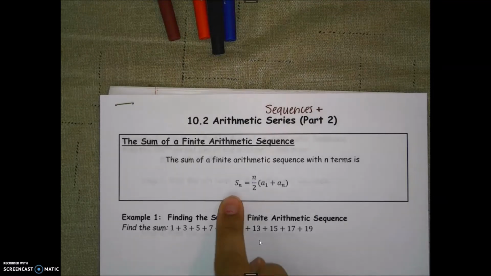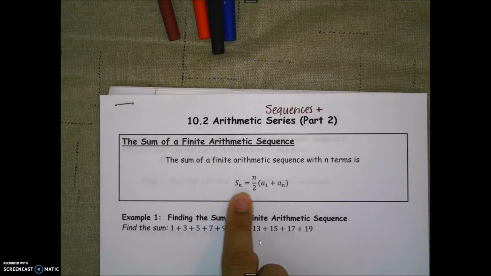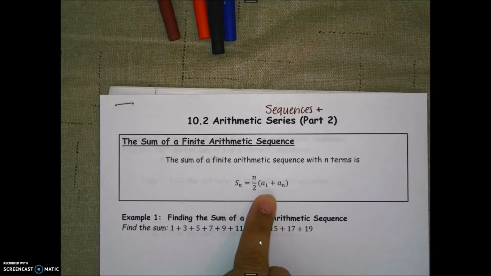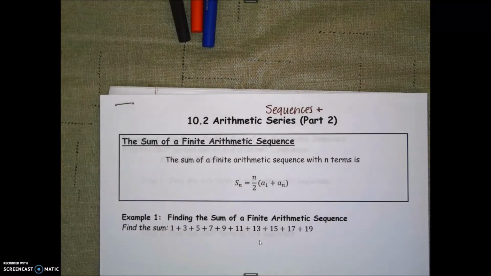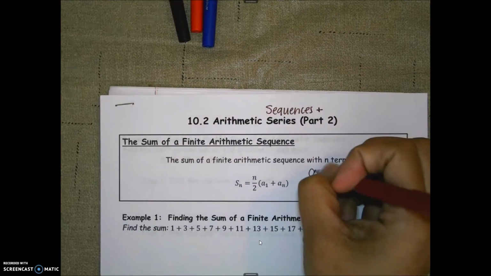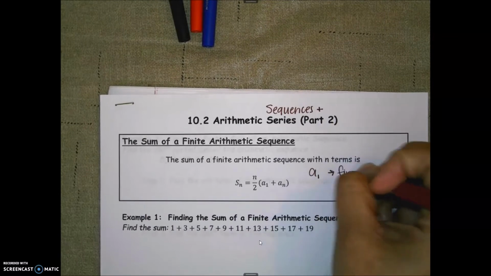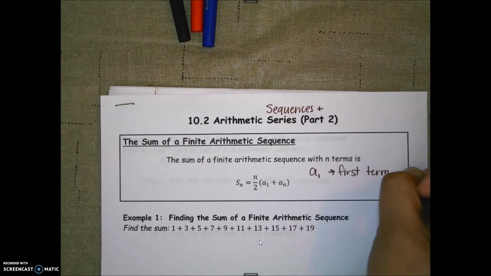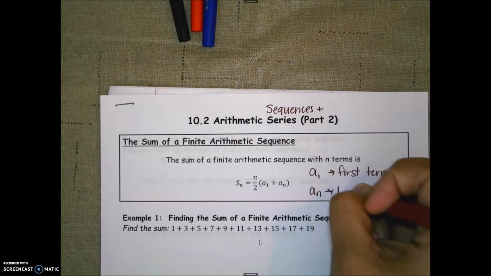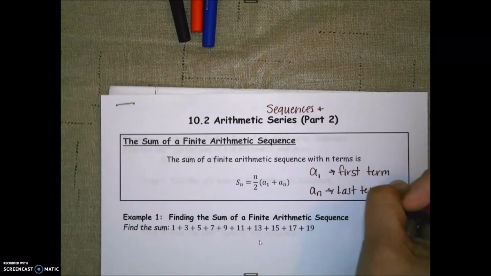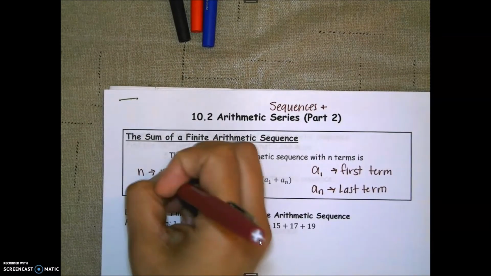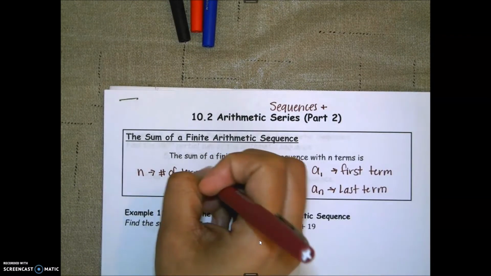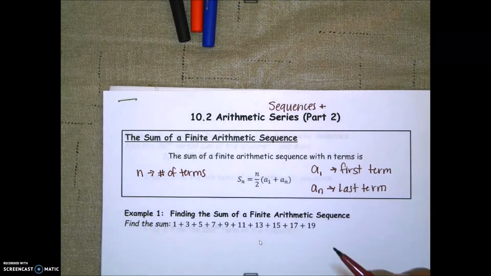and the formula is S sub n. S stands for sum, equals n divided by 2 times a1, which is your first term, plus an, which is your last term. So we should define these. A1 is your first term. An is the last term of said sequence. N is the number of terms in the sequence. S means sum of all of those terms.